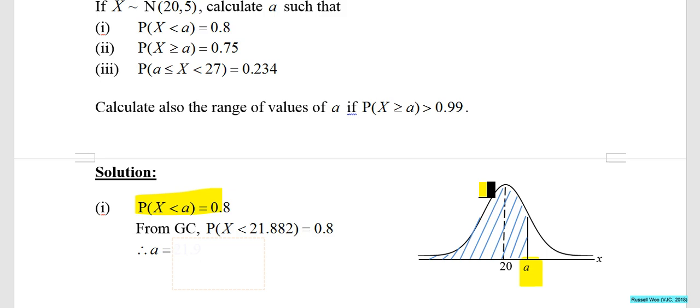Now, this value, how do you obtain it from GC? You can try and error, but I don't think you want to. And you try error until a long time.